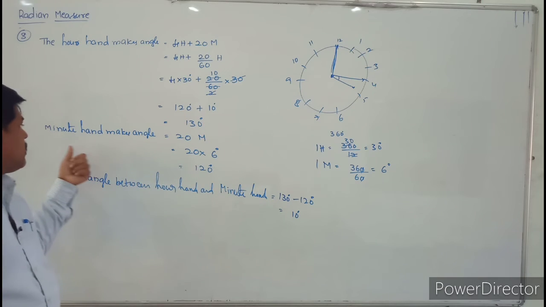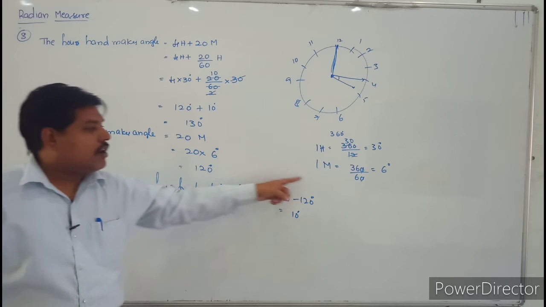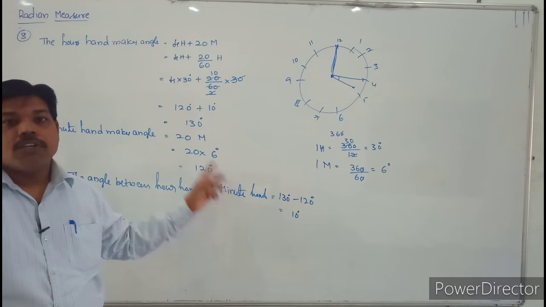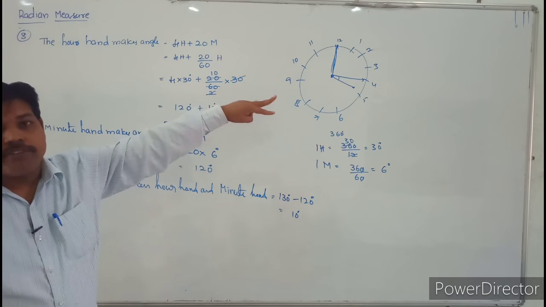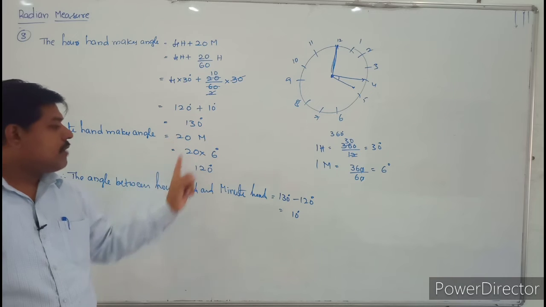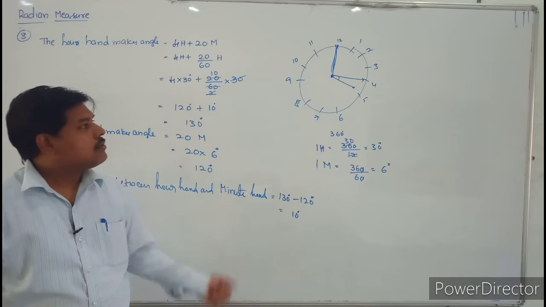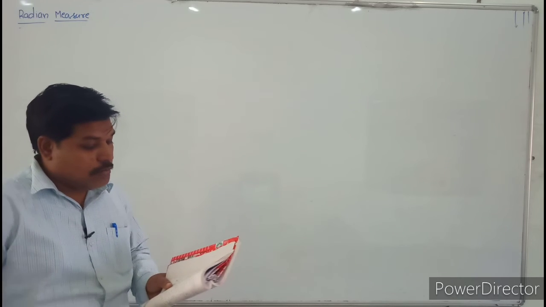So after getting this one, the minute hand makes an angle. For the minute hand, 1 minute is equal to 6 degrees. The 20 minutes is nothing but 120 degrees. So the angle between these two hands is 130 minus 120 degrees, it will become 10 degrees. Okay students, so try question number 9 and see question number 10.